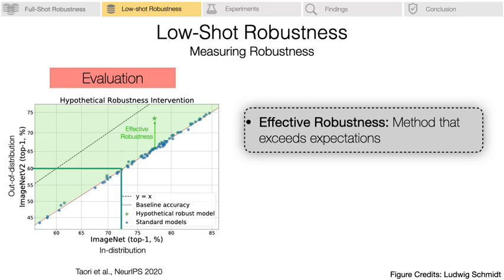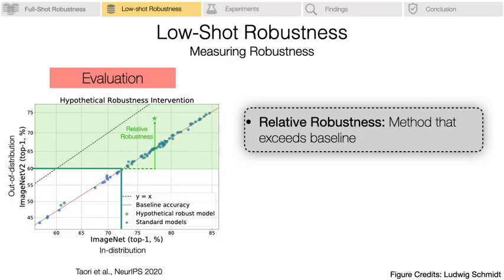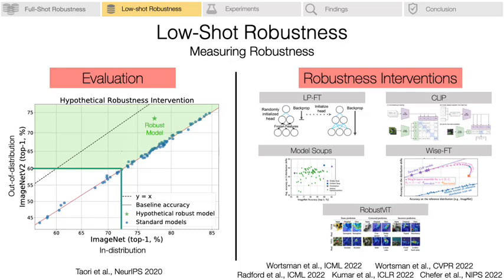The difference between the out-of-distribution accuracy of our robust model and the point on the fit line that has the same in-distribution accuracy as our robust model is called the effective robustness of the model. The absolute difference of the out-of-distribution accuracy between our robust model and our standard model is the model's relative robustness. We consider interventions to be robust if they have both positive effective and relative robustness.